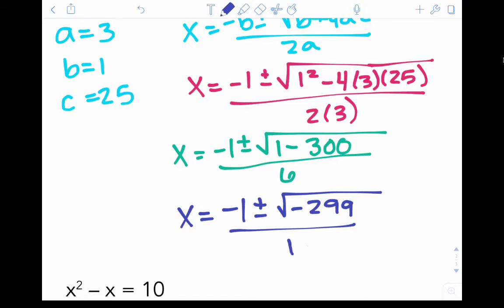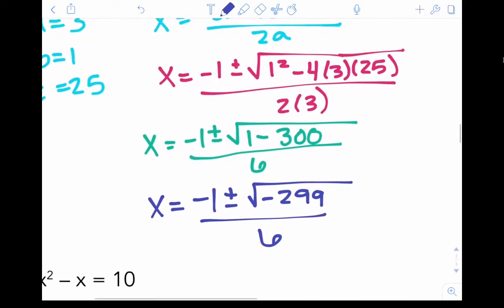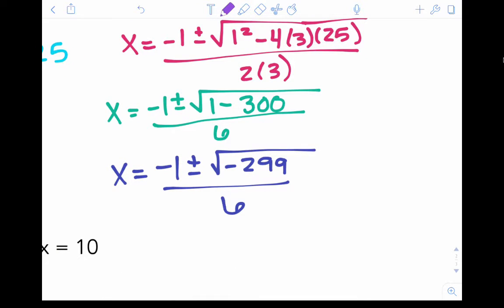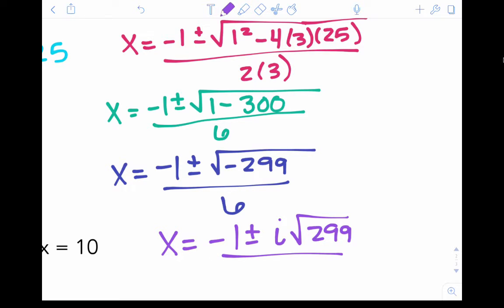And I can just take this one step further. Negative 299, the square root of that. I can't simplify the square root of 299, but I can take that negative out. So I end up with x equals negative 1 plus or minus i rad 299 over 6. And this is as simplified as I believe this answer can go. And so that is my final answer.